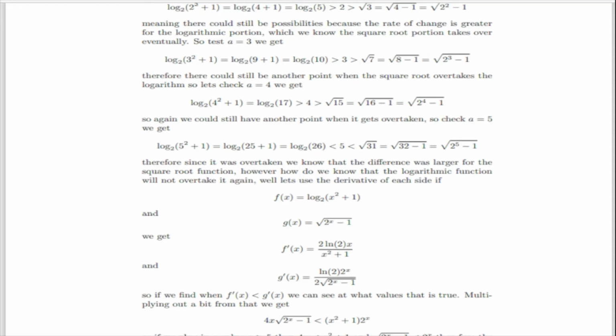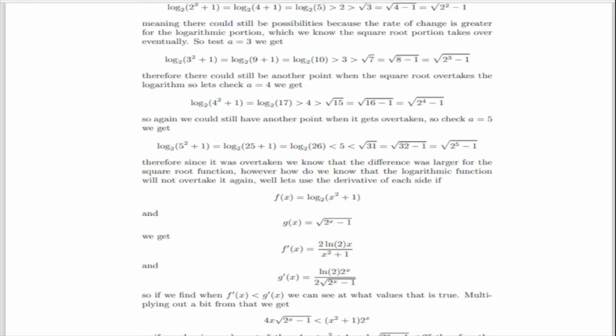So check a equals 5. We get log base 2 of 5 squared plus 1, which equals log base 2 of 26, which is less than 5, right? Because log base 2 of 32 is 5, which is less than the square root of 31, because the square root of 25 is 5, which equals the square root of 32 minus 1, which equals the square root of 2 to the 5th minus 1. Therefore, since it was overtaken, we know that the difference was larger for the square root function.